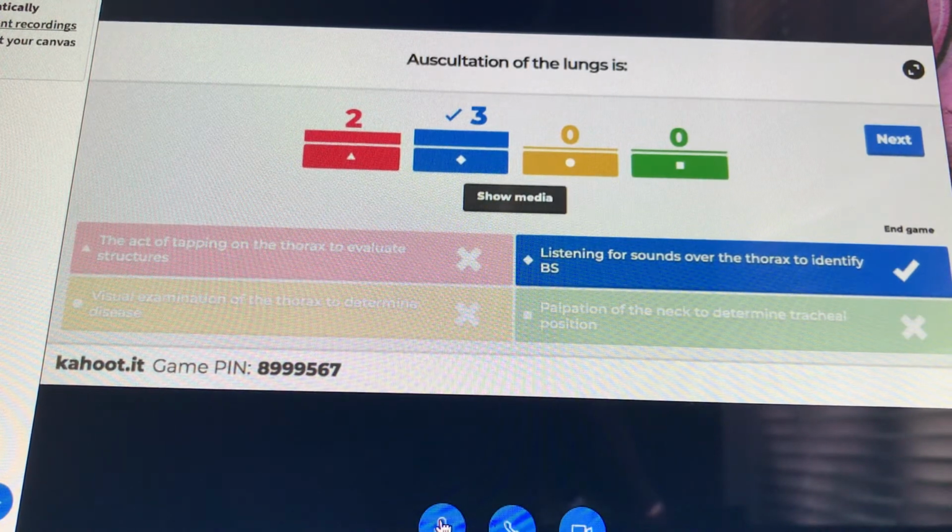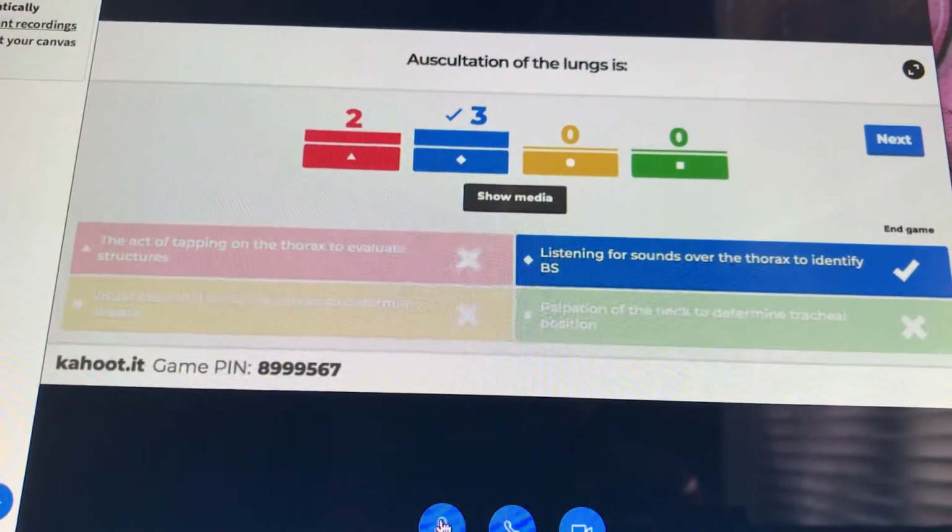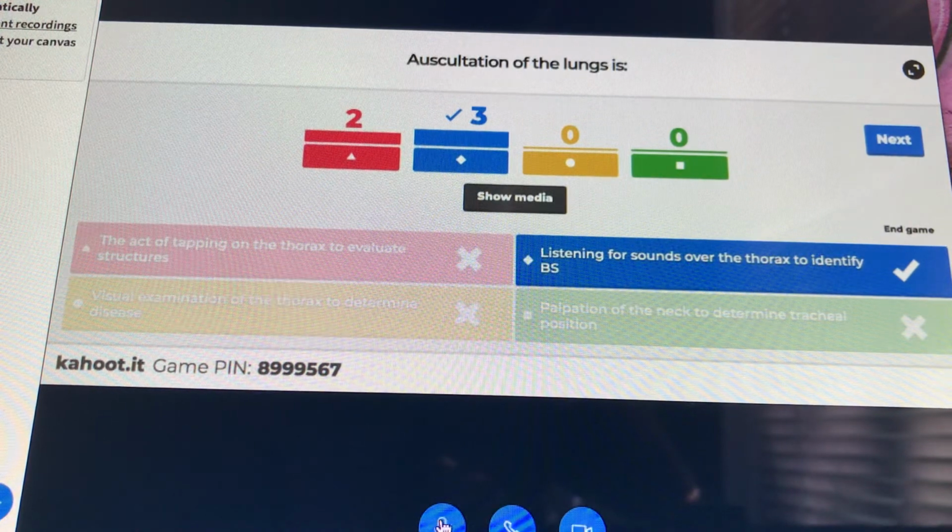If you're tapping on it, that's percussion. If you're tapping, you're percussing the chest. And when you are percussing the chest, what are you evaluating for? Resonant sounds.